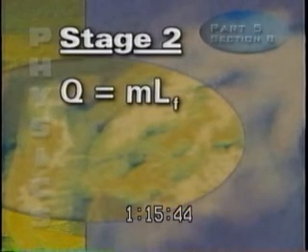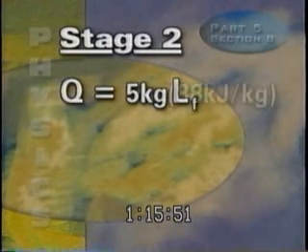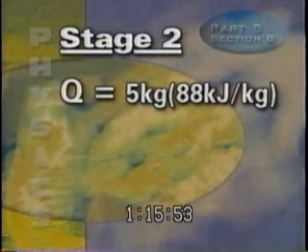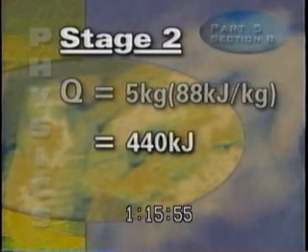We were given mass and the latent heat of fusion for silver, so let's fill in what we've got. Q equals 5 kilograms times 88 kilojoules per kilogram, which is 440 kilojoules. That's how much heat it takes to complete stage 2.